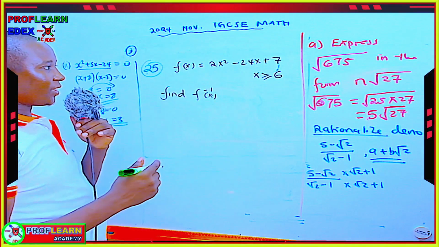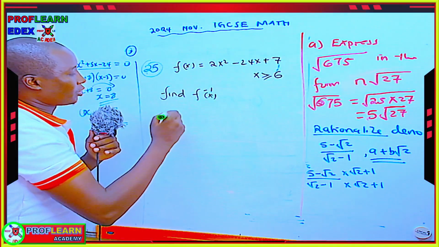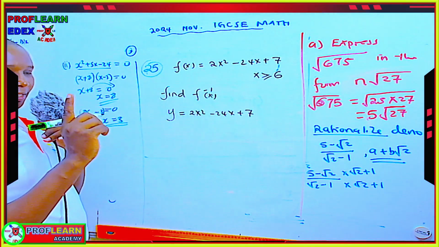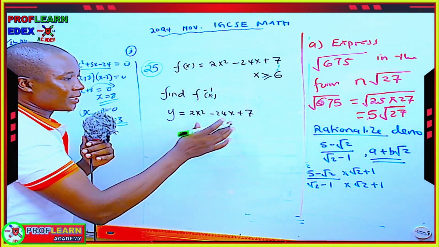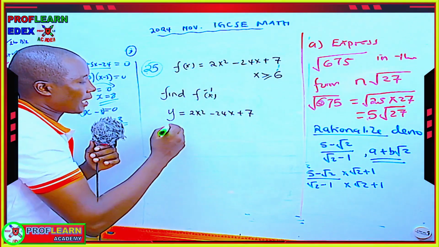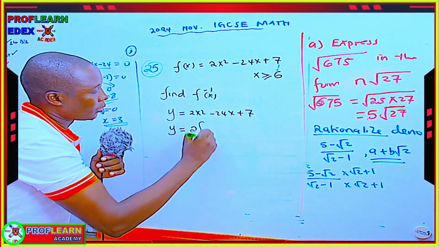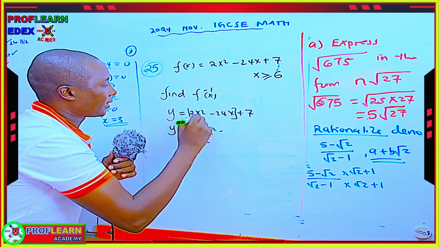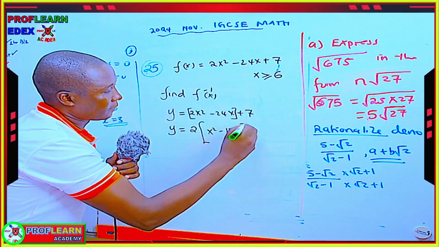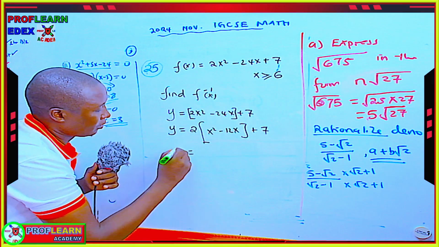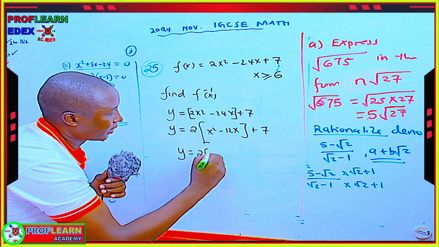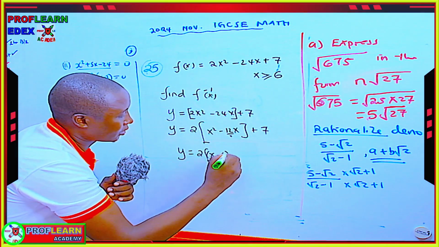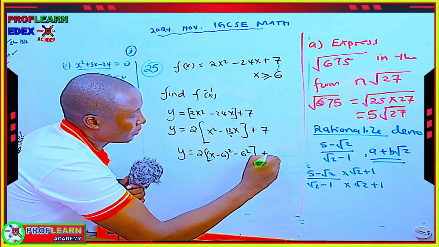So remember, for us to find the inverse of this function, we are going to say let y be equal to 2x squared minus 24x plus 7. That's the first thing. Then once you have done that, we complete the square. So y is equal to 2, we group this and factor 2 out: x squared minus 12x, then plus 7. So y is equal to 2 into bracket, x minus half of this number, which is 6. We square that, so we subtract 6 squared, then plus 7.